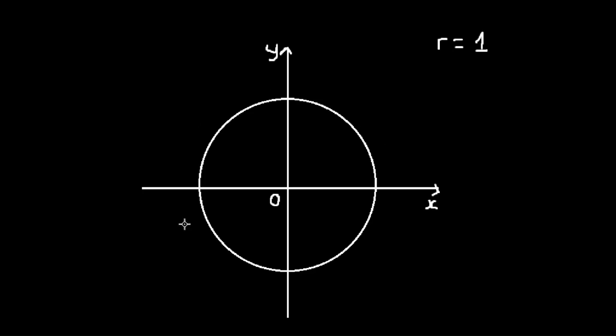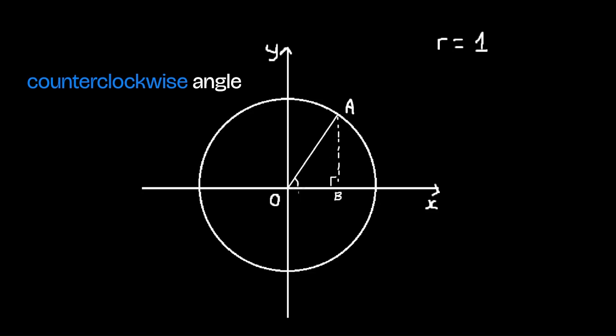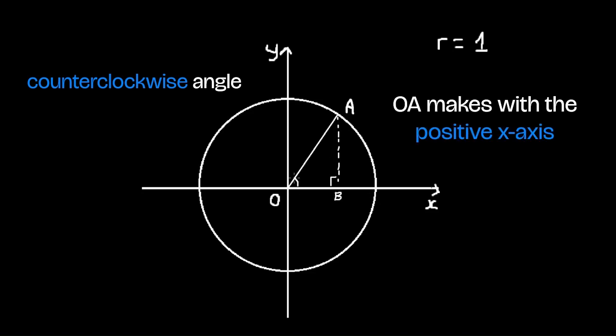Now let's consider a circle on the coordinate axis with its center on the origin and a radius of 1 unit. Let's draw a line segment from the center of the circle to a point somewhere on the circumference of the circle. And let's call the point where they meet A. Now I will draw these dashed line segments perpendicular to the axis. And let's call this point B.